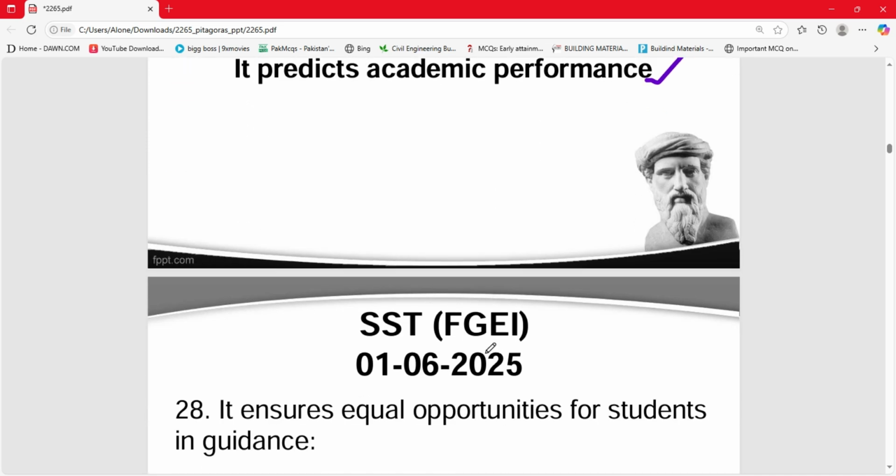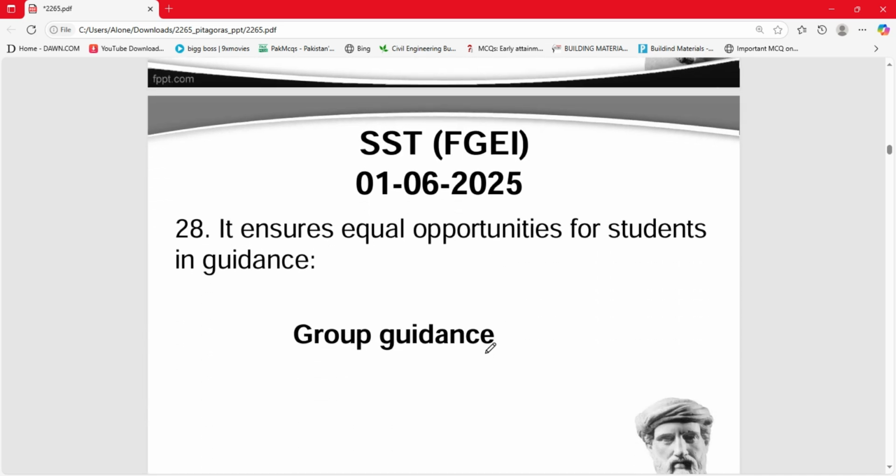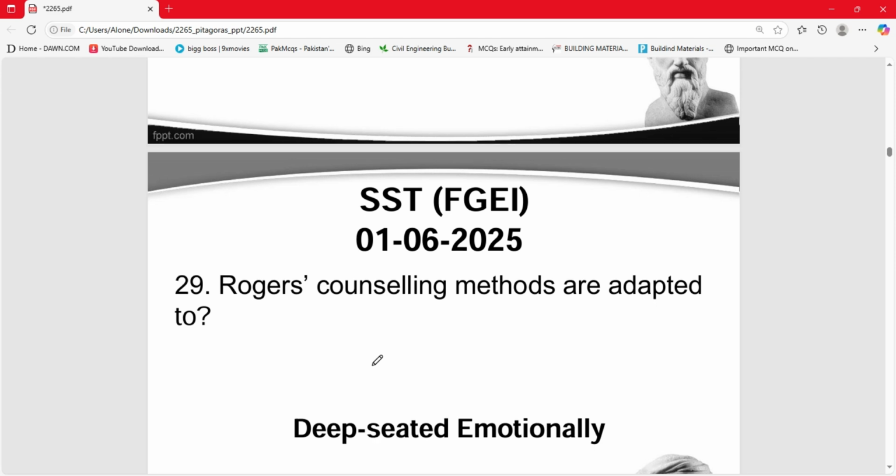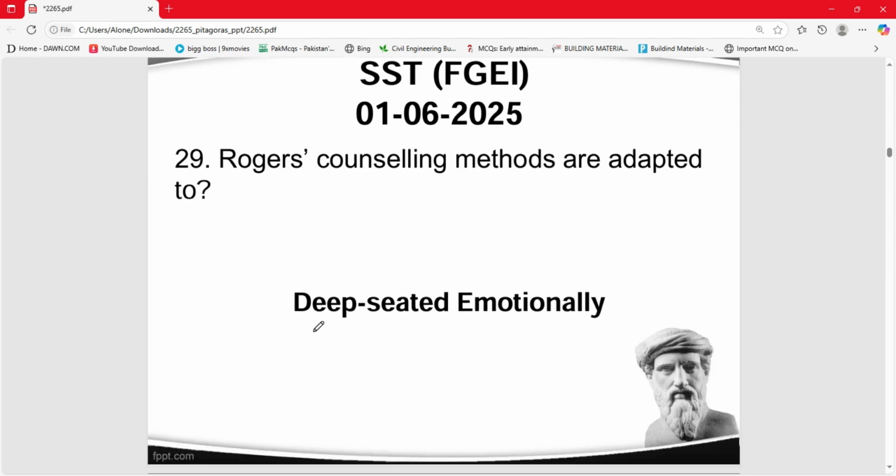Our next question is, which guidance ensures equal opportunities for a student? Group guidance. Our next question is, and deep seated emotionally is the right answer.